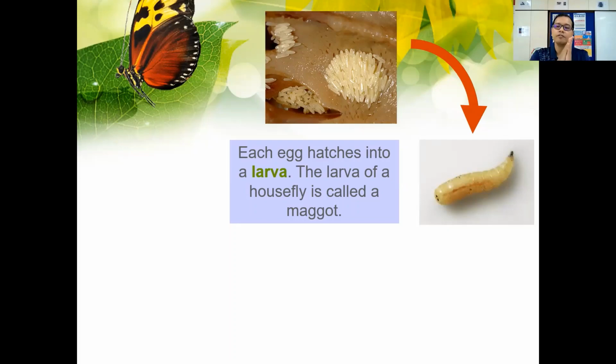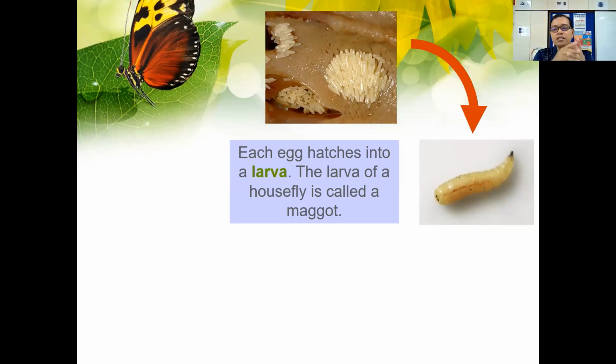But for a creature which has a four-stage life cycle, the young in particular, this stage is not called a nymph, it is called a larva. And may I add that the word larva is actually just the name of the stage. It is not necessarily a name for creatures that we know, such as the caterpillar and so on. It's just the name of a stage.